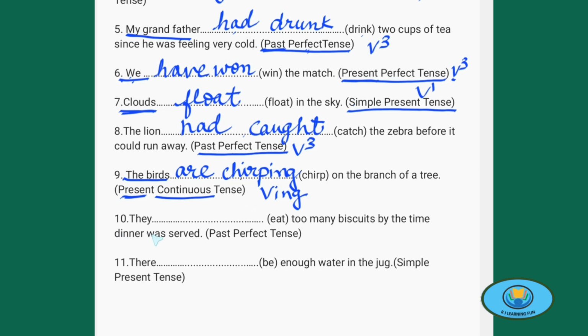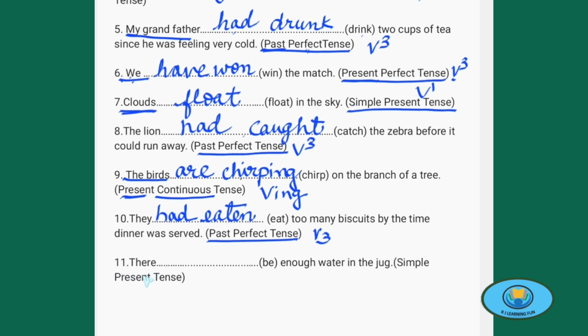Number 10, they ate too many biscuits by the time dinner was served. Past perfect. Perfect means third form of verb, and to show that it is past perfect, the past form of have, which is had. So had plus third form of verb is past perfect. They had eaten. The third form of eat is eaten. They had eaten too many biscuits by the time dinner was served.